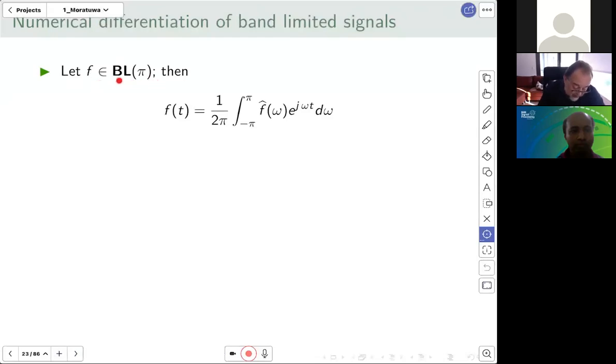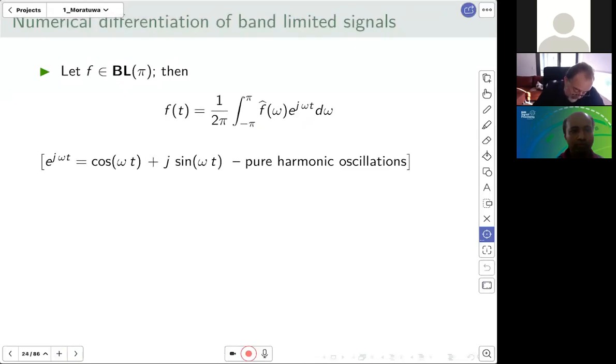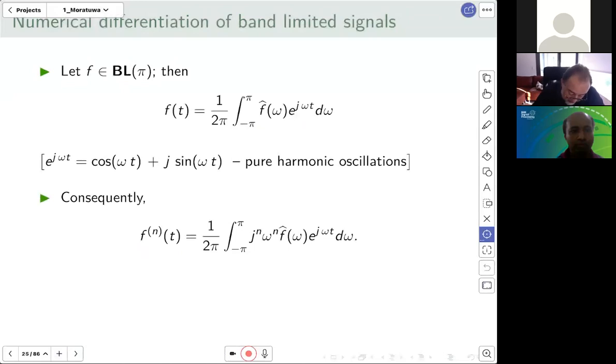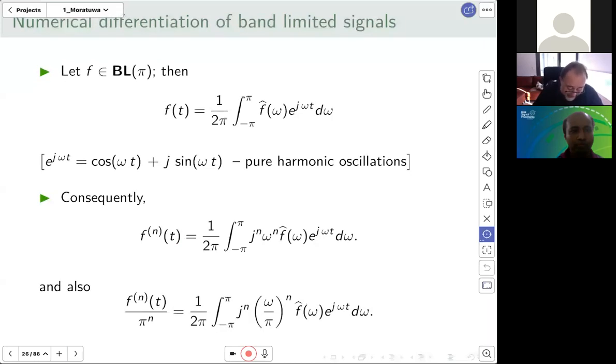So if f belongs to the space of band-limited signals of finite energy, then we can represent it using the Fourier transform. And if you differentiate such a signal, you can enter with differentiation under the integral sign. The Fourier transform does not depend on t, so you're differentiating e to the j omega t, and the derivative is of course j omega. So if you do it n times, you will get a multiplier j to the n times omega to the n. Now, omega ranges from minus pi to pi, so having omega to the n is inconvenient for comparison purposes. So we are going to normalize this derivative by dividing the nth derivative by pi to the n. So now the transfer function of this normalized differentiation is (omega over pi) to the n.